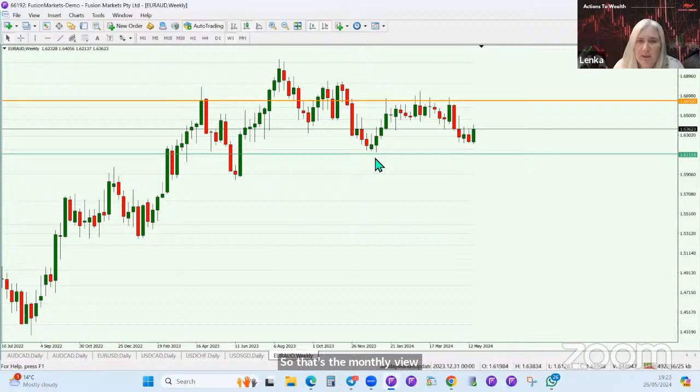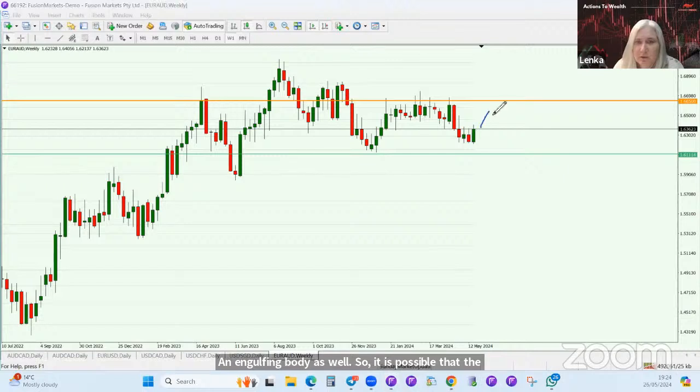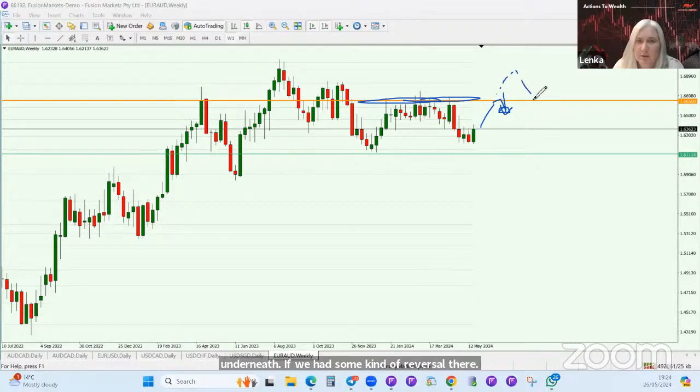This is the weekly. On the weekly, we have an engulfing bar at the end, an engulfing body as well. So it is possible that the price action would first continue again to the top of that area before reverting back underneath if we had some kind of reversal there. If we have price action go above, then obviously would need to wait for the retest before looking for long opportunities.